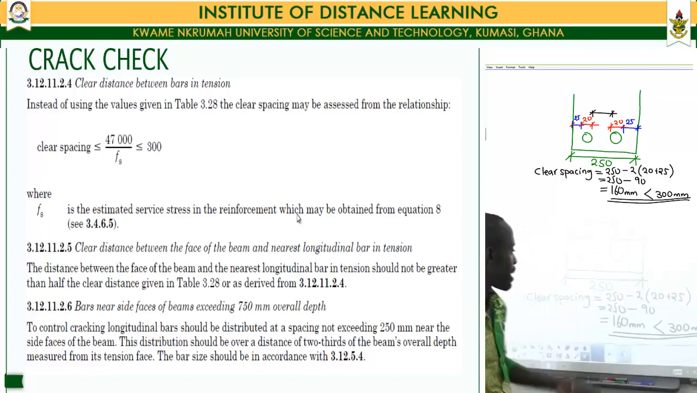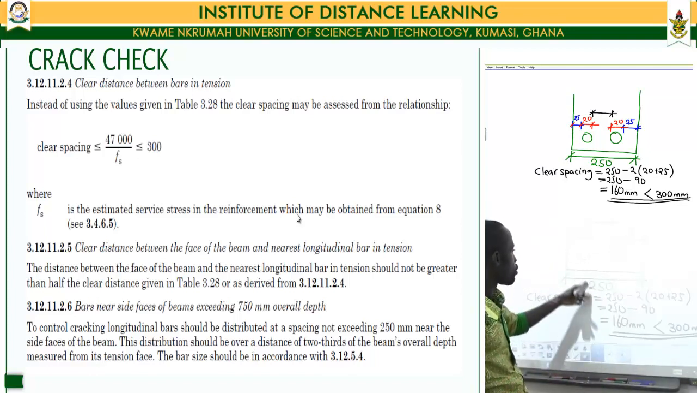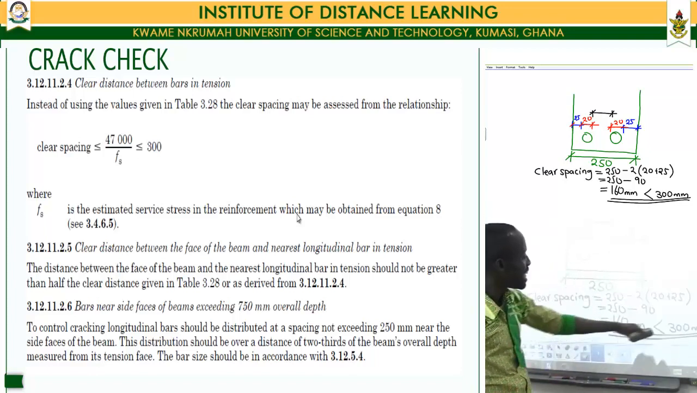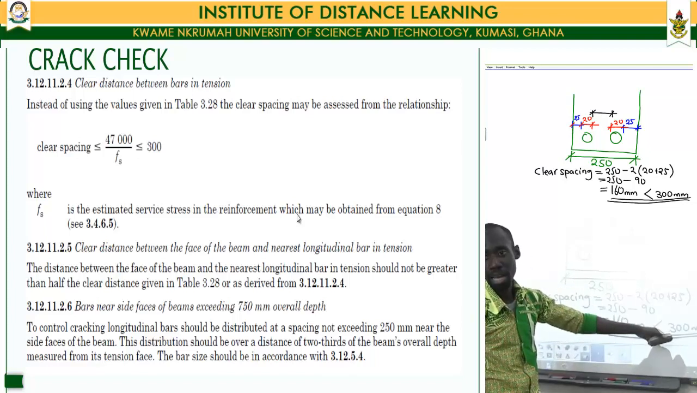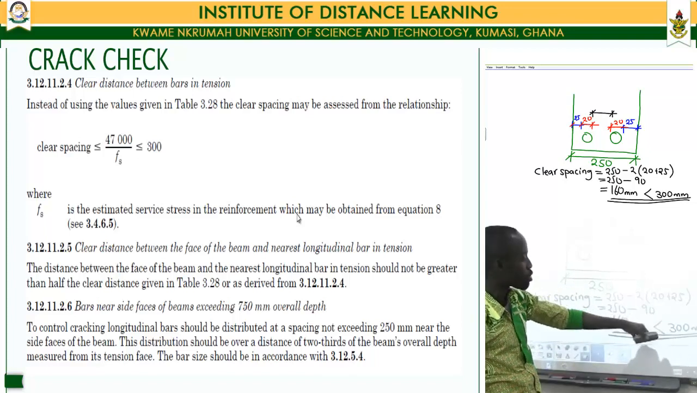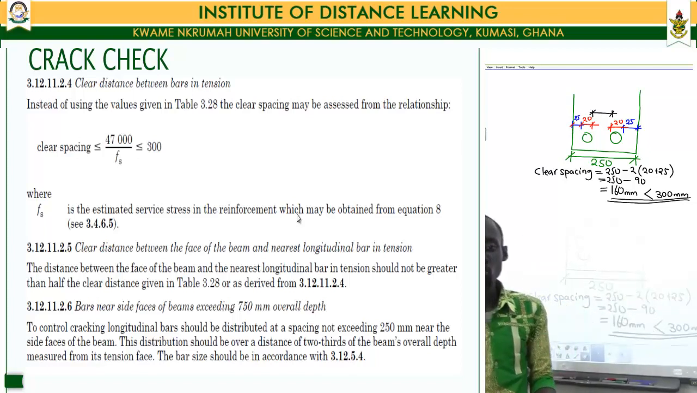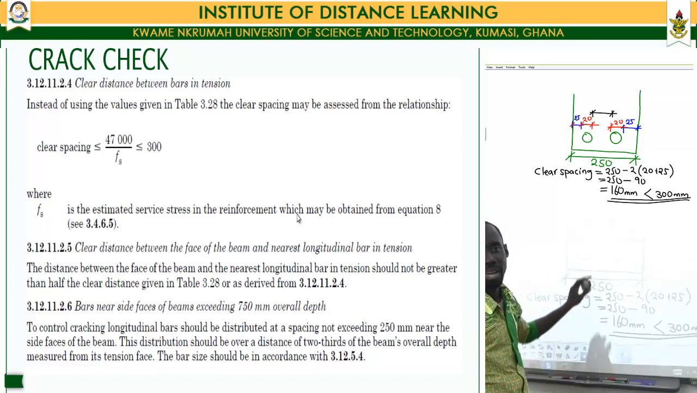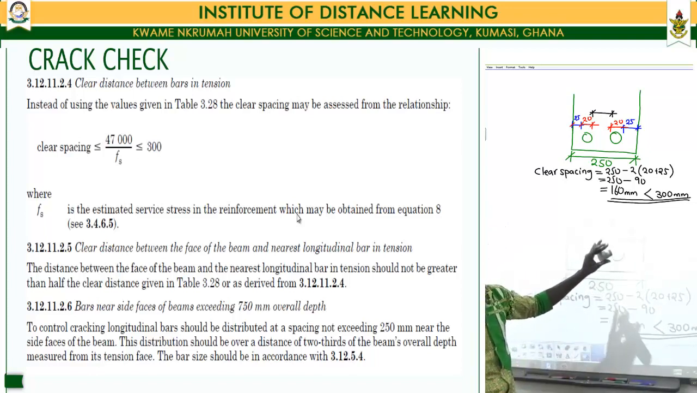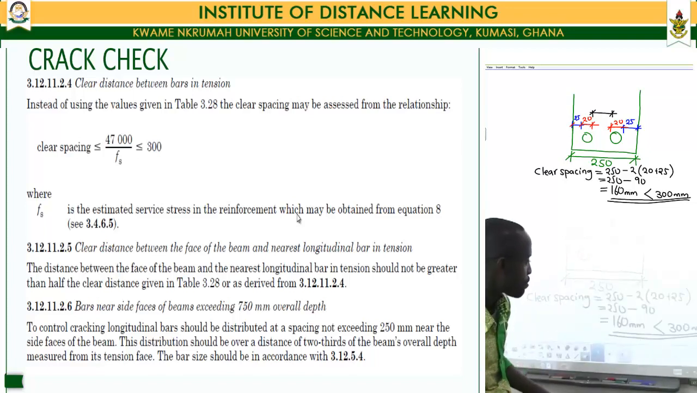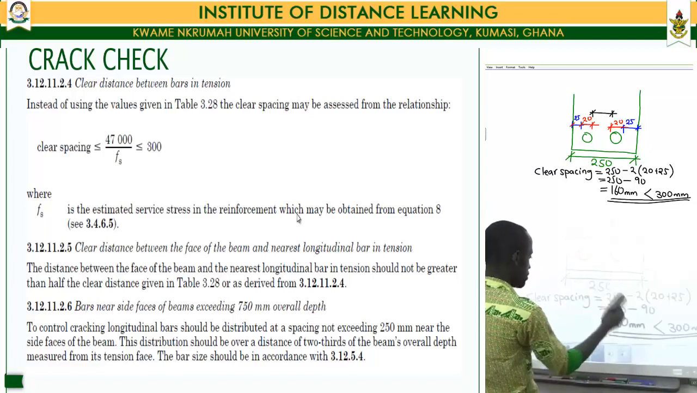Now, once I have my clear spacing of my reinforcement being less than 300, it therefore informs me that the amount of cracks that might occur in my beam section is going to be minimal. So then I don't need to move ahead and do any advanced crack check on my beam, in which case my crack check is okay. So then I can now move ahead and do my reinforcement detailings.